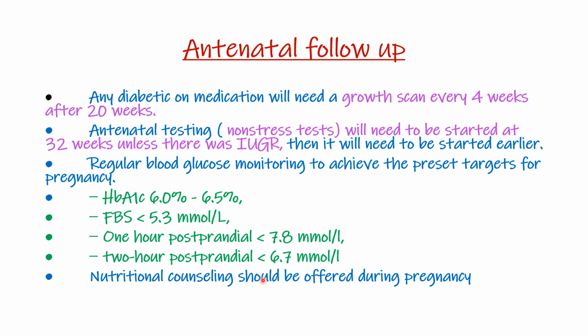And then just as a repetition, as we said, our targets, HbA1c, by now you should have already known them. HbA1c should be 6 to 6.5, fasting blood glucose should be less than 5.3, 1 hour postprandial should be less than 7.8, 2 hours postprandial should be less than 6.7. And then you advise the patient, nutritional counseling should be offered during pregnancy.